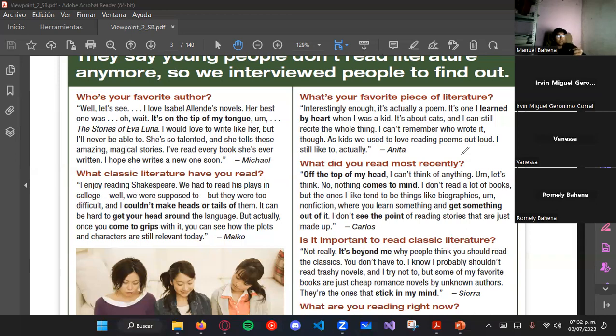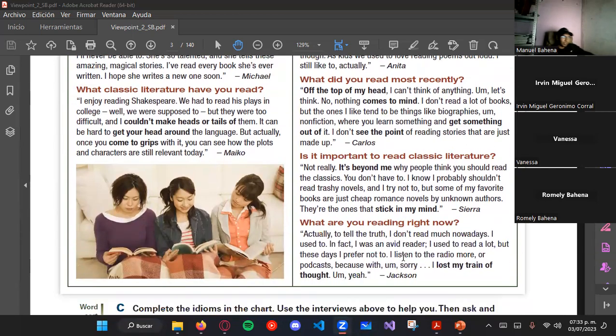I don't see the point of reading stories that are just made up. No veo el punto en leer historias que solamente las crearon. No le veo el chiste. No veo lo importante de leer historias que son inventadas, that are just made up. I don't see the point, no le veo el punto. All right? Yes, all good? Up to this point, hasta este punto, ¿todo bien?